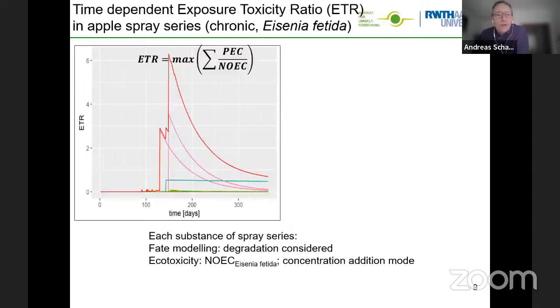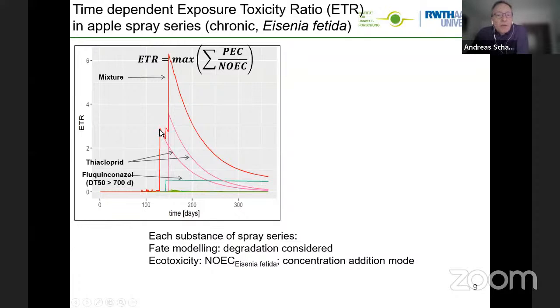First, coming to the effects. So here you see the ETR, which means the exposure toxicity ratio, which is the sum of the predicted environmental concentrations of all these products in the apple tank mixture spray series that I showed in the last slide, divided by the no observed effect concentration. And you see that these two pesticides, thiacloprid and flucriconazole, are the most toxic ones.